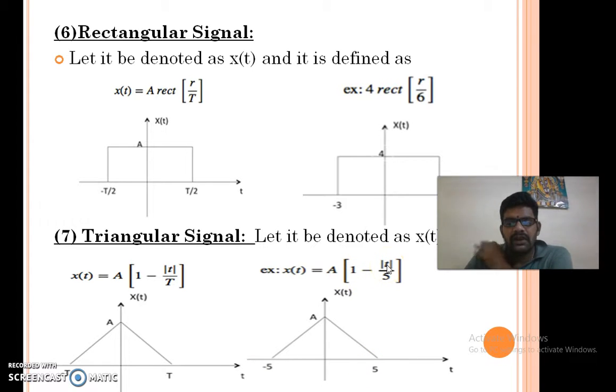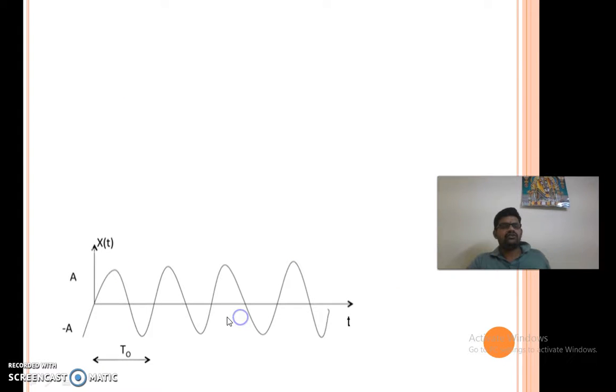1 minus mod t by T, so plus t and minus t. Plus t means positive slope, minus t means negative slope, so they are added. It is the triangle. It is nothing but the sum of two ramp functions, one a growing ramp function and one a negative ramp function. Both are combined, and you will get the triangle function. So this is the definition of a triangle function.